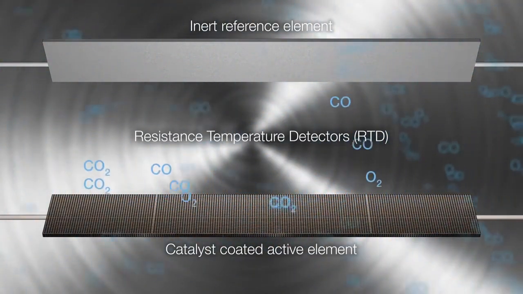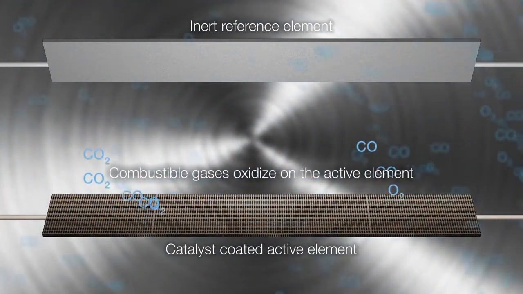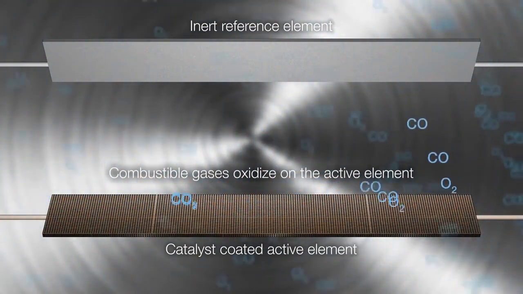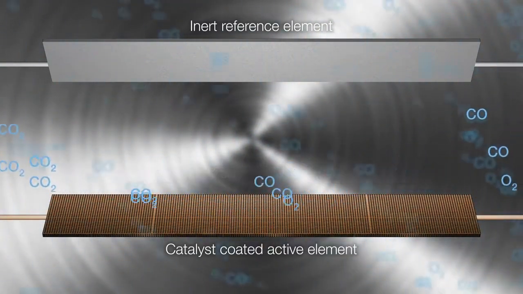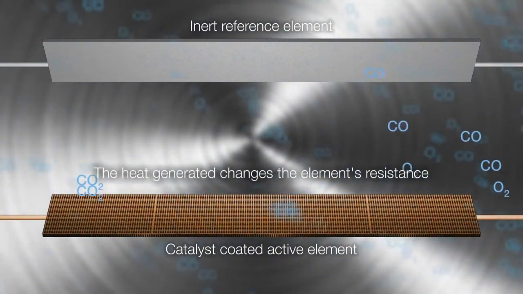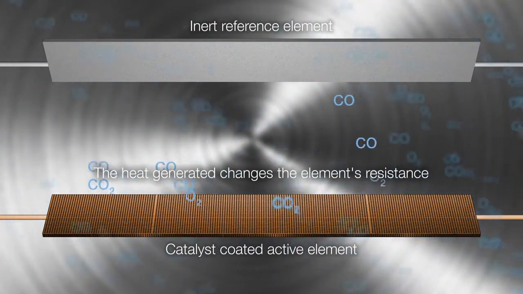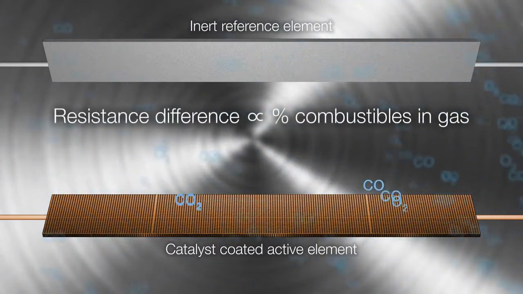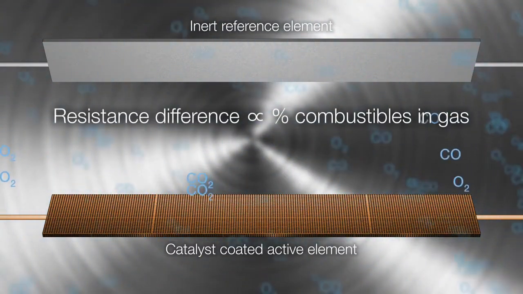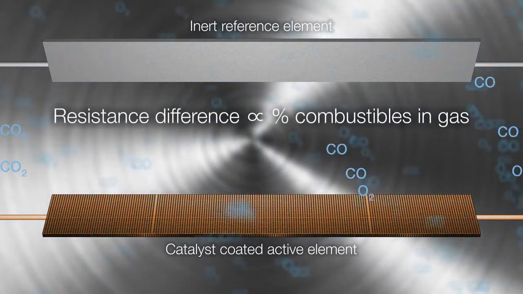As the sample gases flow by the sensor, the combustible gases oxidize on the surface of the active element. The heat generated by the oxidation causes a temperature difference between the active and the reference elements. This temperature difference produces a resistance relationship between the two elements that is directly proportional to the concentration of combustibles in the sample gases.